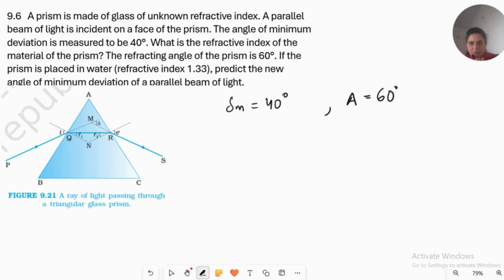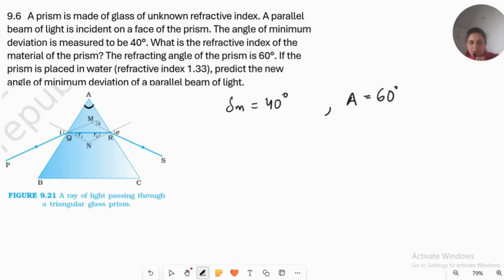Now the next question is, if the prism is placed in water with refractive index 1.33, predict the new angle of minimum deviation of the parallel beam of light. When we are talking about the parallel beam of light, as you can see in figure 2.1 in NCERT, this is the parallel beam of light, going parallel with some angle A, which is given to be the refracting angle of the prism.